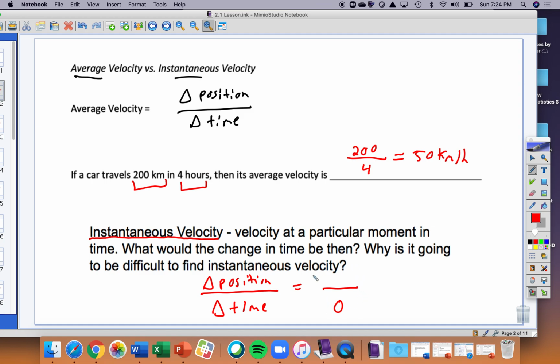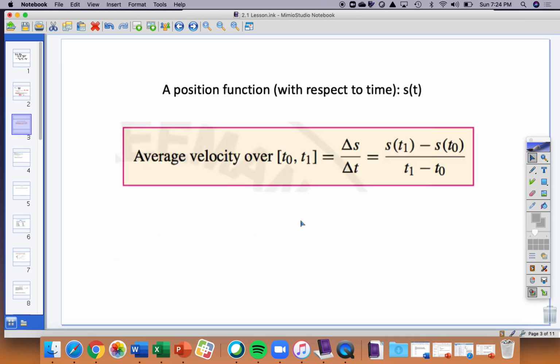So there has to be other ways to estimate or find the instantaneous velocity, because this little formula is not going to work for us, because our change in time will be zero if we're looking at instantaneous velocity. It works for average velocity, but it doesn't quite work for instantaneous. So we're going to figure out how we can find instantaneous velocity.